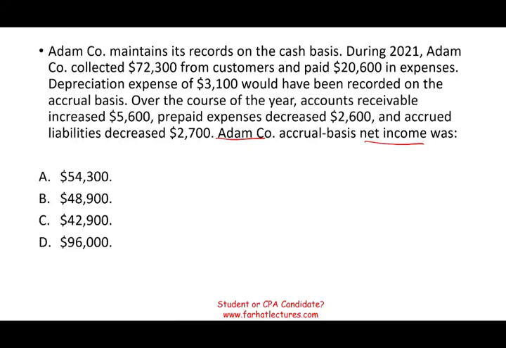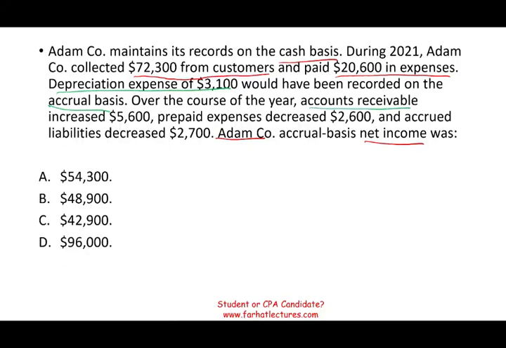So Adam maintained its records on a cash basis. During 2021, Adam collected $723,000 from customers and paid $20,600 in expenses. Depreciation expense was $3,100, which would have been recorded on the accrual basis. So this is an accrual figure.